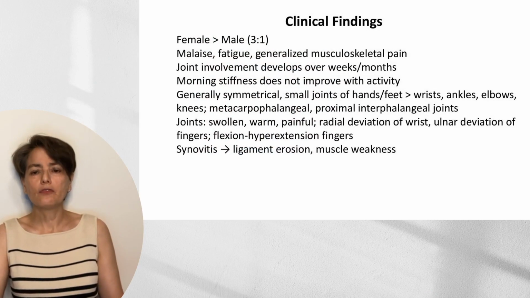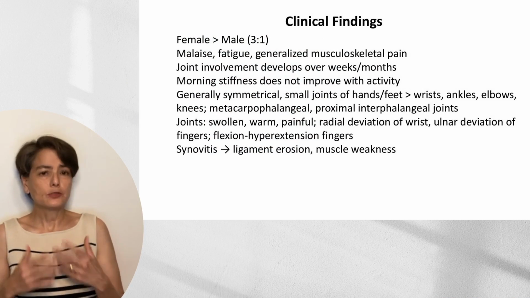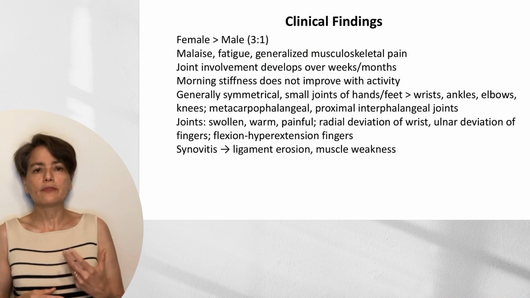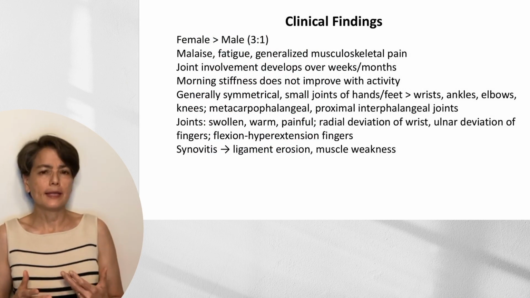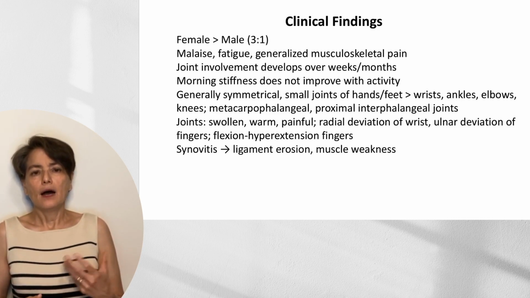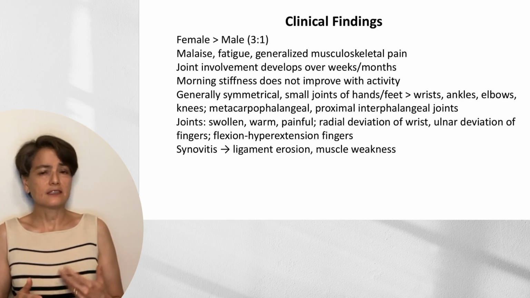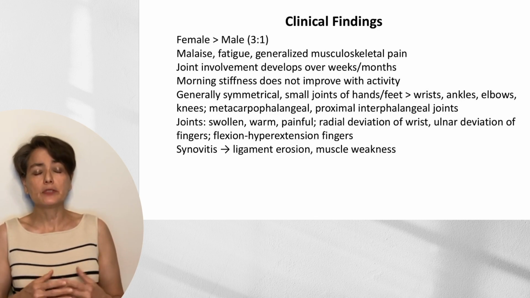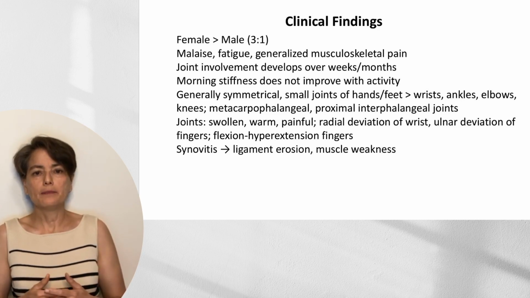So what are the clinical findings of rheumatoid arthritis? As with most autoimmune diseases, it affects females more than males, and typically will have a non-specific onset with malaise, fatigue, and generalized musculoskeletal pain, which will develop over weeks to months into joint involvement. These individuals will have morning stiffness that does not improve with activity, and the joints that are involved are typically symmetric, beginning with the small joints of the hands and feet, and then in descending order we see involvement of the wrists, ankles, elbows, and knees, as well as the metacarpophalangeal and proximal interphalangeal joints.